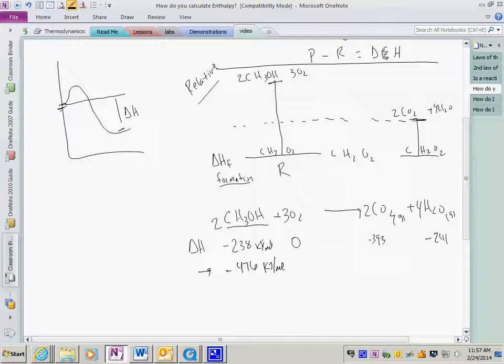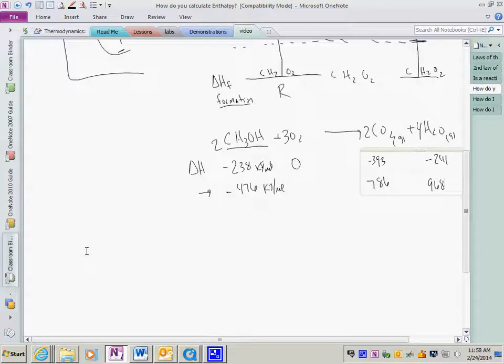I'm not going to write all the units in there all the time, but 393 times 2 is 786, and 241 times 4 is 968. Sometimes the hardest part about this is just keeping track of your numbers, being clean, not making any clerical mistakes. Again, I want to add up all the energy from my reactants and all the energy from my products. That's how I'm going to compare the two, because energy is conserved by the first law of energy.